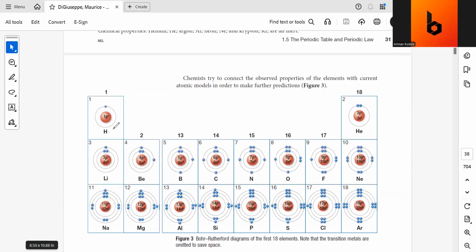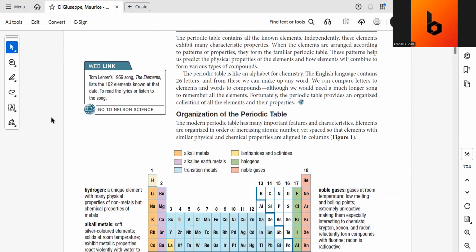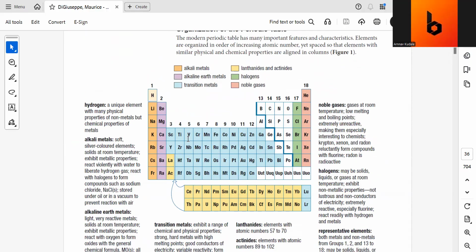The exception to the octet rule is hydrogen and helium, because they only have one shell. The first shell holds only 2 electrons, so hydrogen is satisfied if it has 2 electrons. Helium always has 2 electrons. So we spoke about the octet rule. Now let us understand the periodic table here.